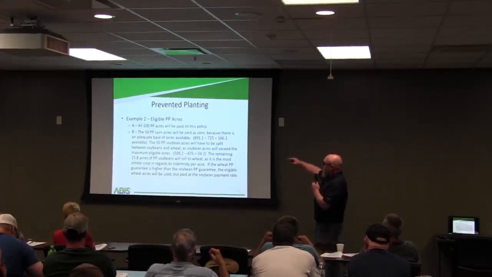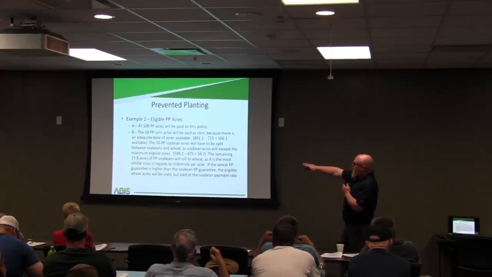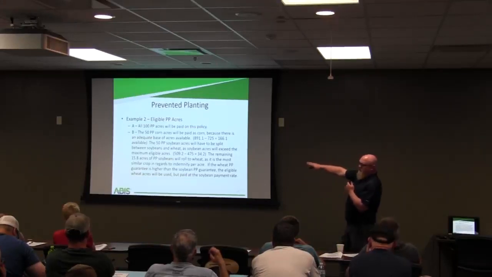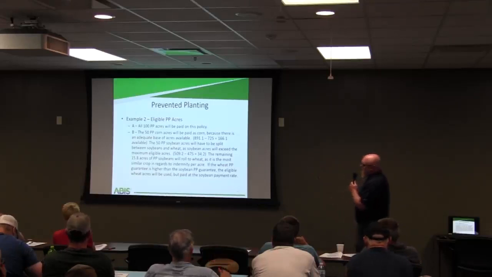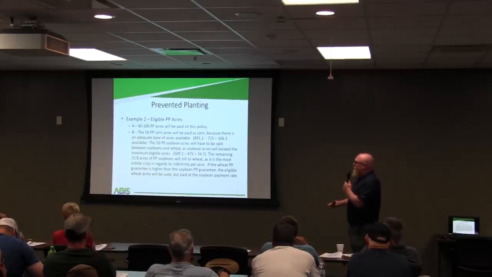On the soybeans, however, we've got a situation where he's going to hit that maximum eligible acre mark. So he's at 509.2. He was a little heavy on soybeans for this year. So he's got 34.2 that he's going to be paid at his soybean rate. And then the remaining 15.8 acres are going to roll to his wheat policy, or his wheat acres, because that's going to be the most likely crop as far as payment goes.